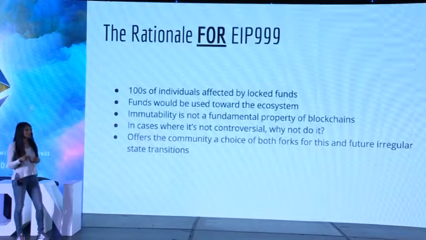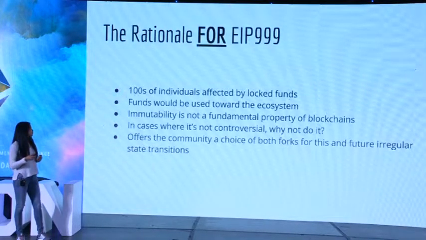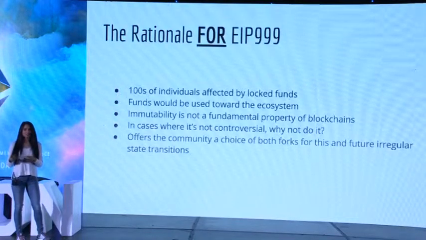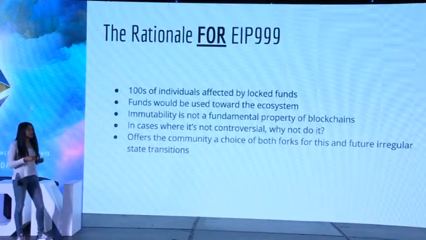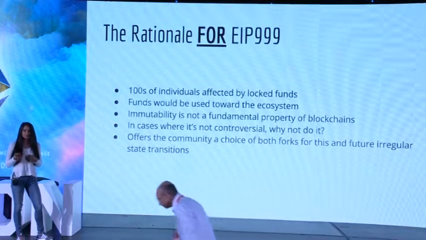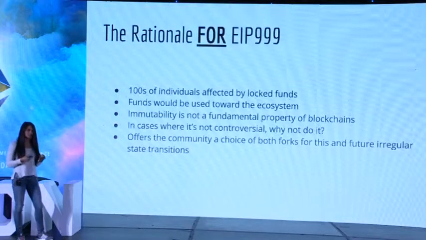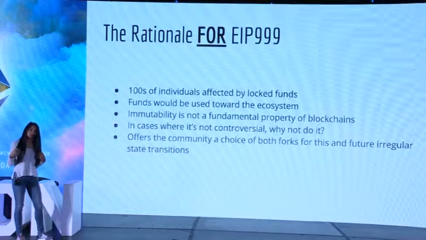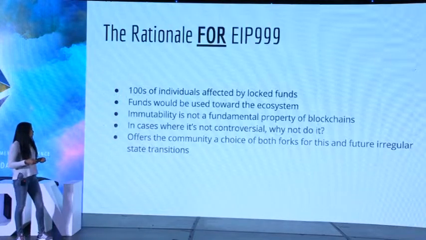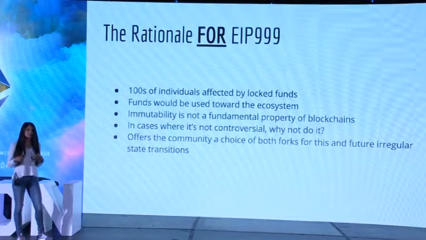So what is the rationale for EIP 999? For one, hundreds of innocent individuals are locked out of their funds. Shouldn't they get their money back? They didn't do anything wrong. Why not just give them their money back? Two, they pledged that these funds, hundreds of millions of dollars that are lost, would actually be used towards the ecosystem. If that's the case, it's not like they're profiting from this, so the whole ecosystem would benefit. So why shouldn't we just do this? And a lot of other people say, look, immutability isn't a fundamental property of blockchains, so I don't think we should have this ideological debate over this.